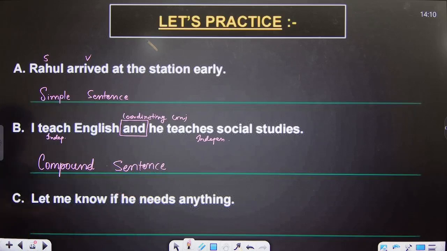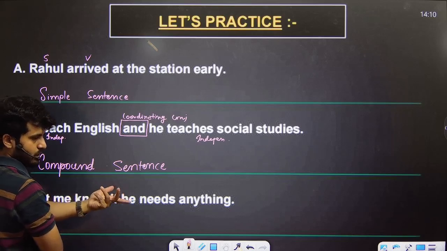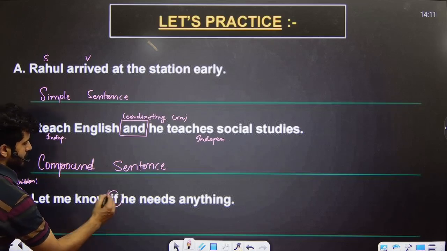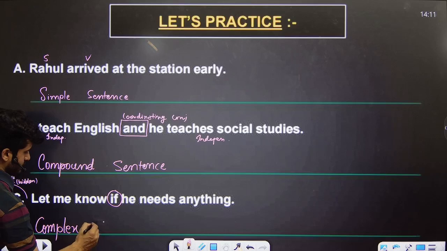And the last one, let me know if he needs anything. If he needs anything, what? Let me know. मुझे जानने को दो. So here also, what has happened? Do you think no subject is there? Here is the subject. You let me know. Okay. Here what is hidden? You let me know if he needs anything. Okay. Two subjects, two verbs, but connected by a subordinating conjunction. It is a complex sentence.